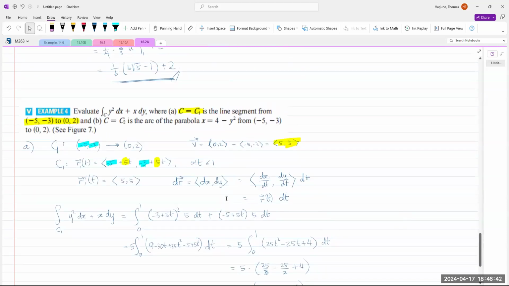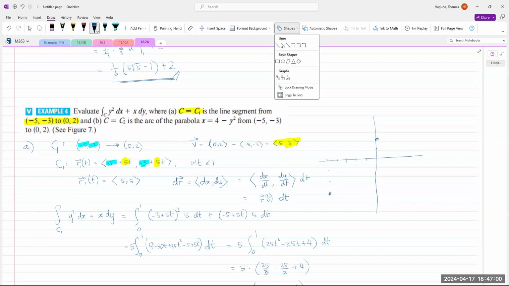Try to picture this. On the coordinate system, we come from -5, -3 to 0, 2 on the line segment. So that's the line segment from here to here. That's our C1.